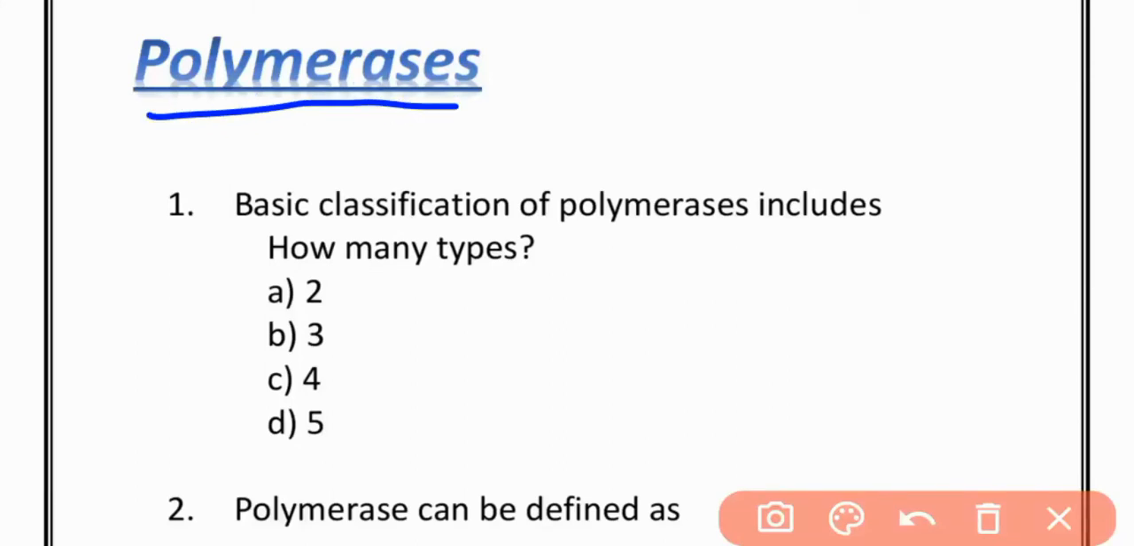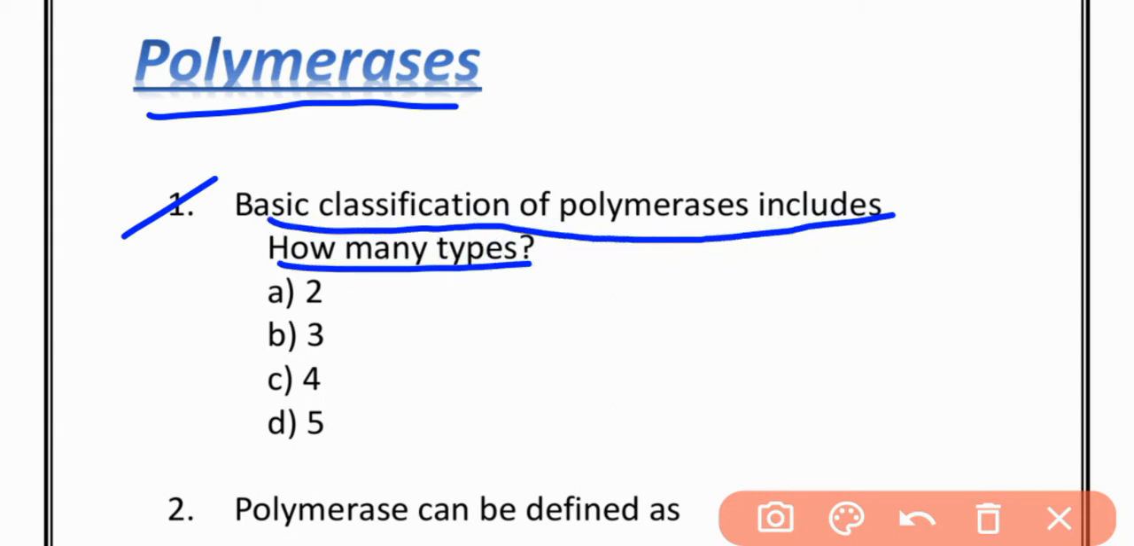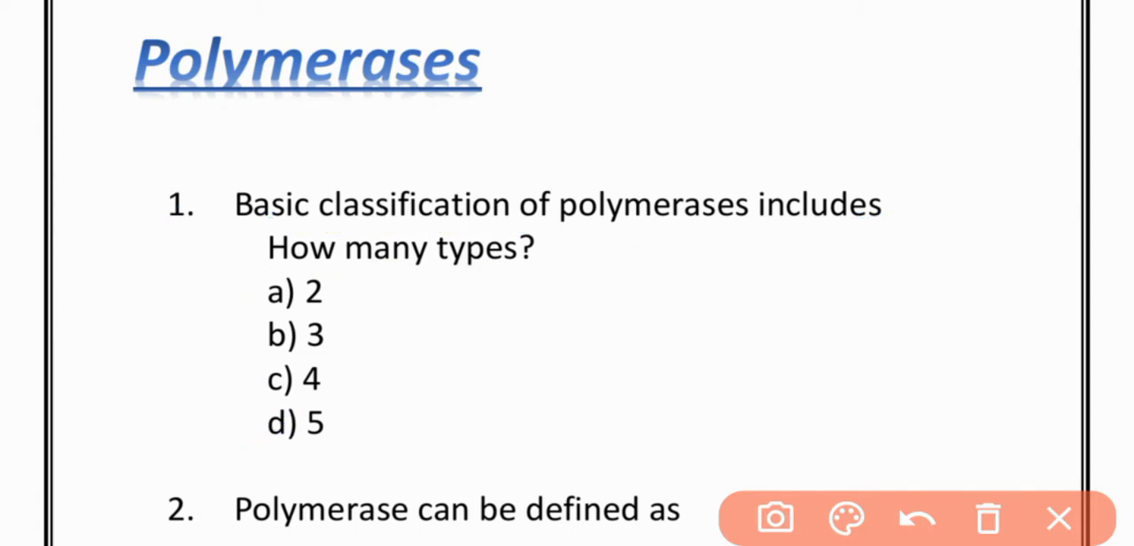MCQs of polymerase. Basic classification of polymerases includes how many types? 2, 3, 4, 5. The correct option is option D, 5.